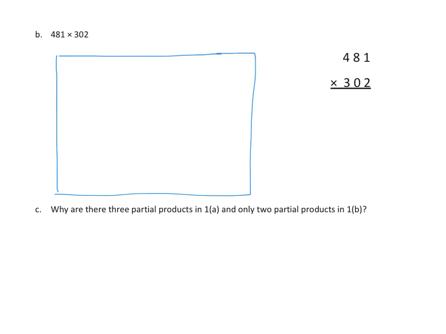So let's show you an example, to show you how we have only two partial products. We're going to have 400, we're going to have 80, and we're going to have 1. I'm going to draw my lines to separate the area model. Now 302. Since there are 2 1s, I'm going to put my 2 right there. I'm going to draw my line across.